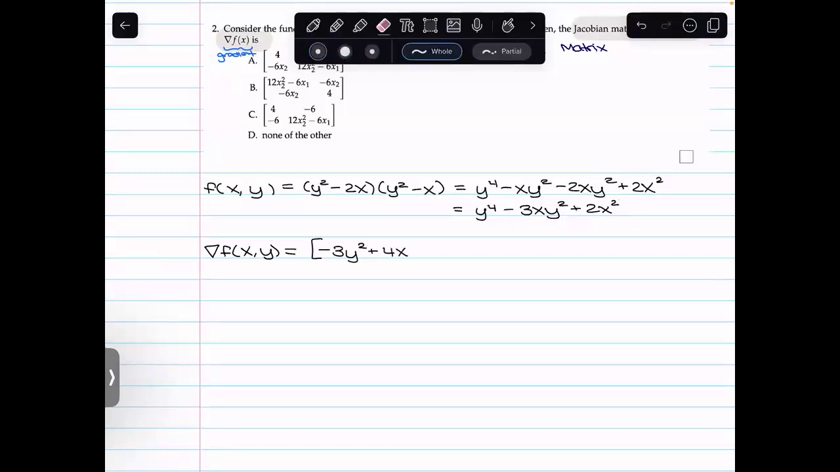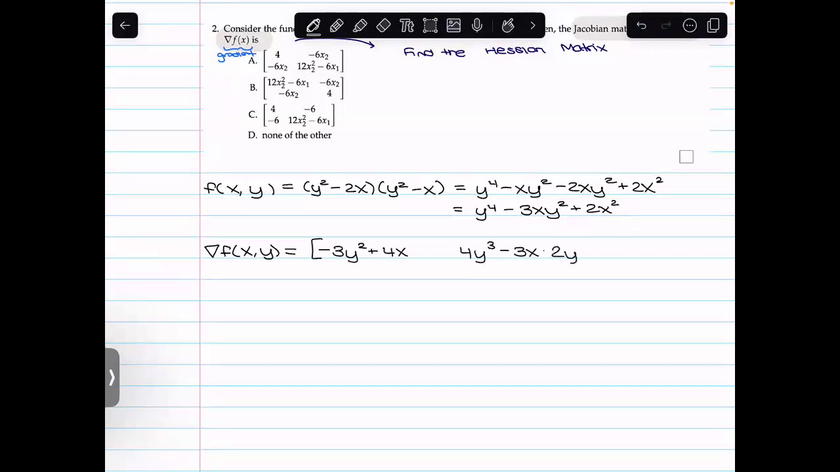And now we do the same thing, but for y. So for y, we just get first 4y cubed. And then now x is part of the coefficient. So we keep the minus 3x. And then times 2y. So we can just simplify the last part.